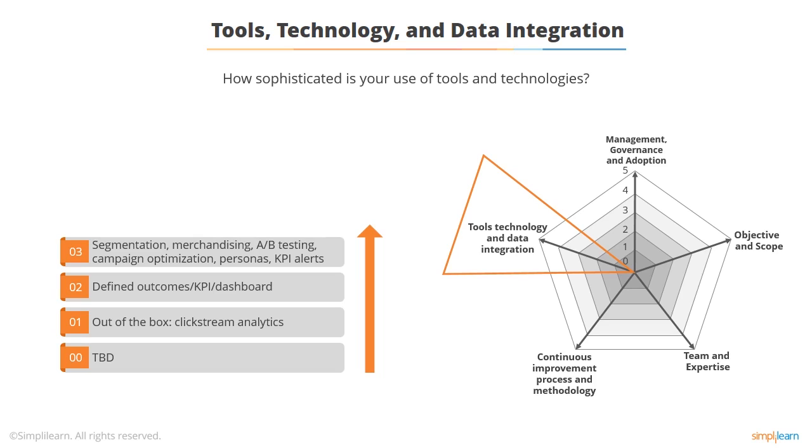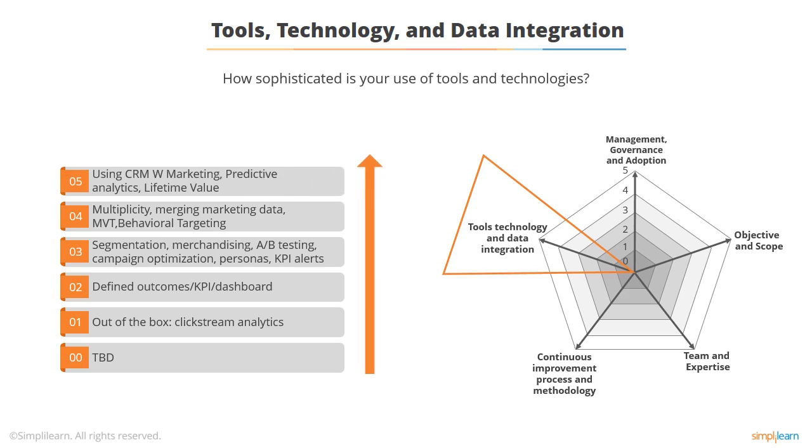If you are not familiar with that terminology, those are all things that we're going to cover during the course. At level 4, you use multiplicity, so multiple data sources in order to gain a better understanding of what's going on. You might be merging different marketing data sources, doing multivariate testing, behavioral targeting. That would be an indication of greater maturity. And at level 5, you use CRM data and data about your customer. With marketing, you might be doing predictive analytics and evaluating the lifetime value of your customers. So this requires a more sophisticated understanding of digital analytics or analytics concepts.